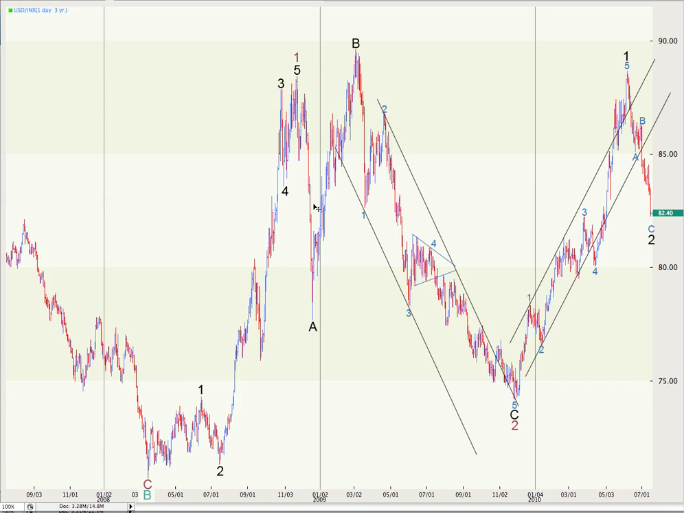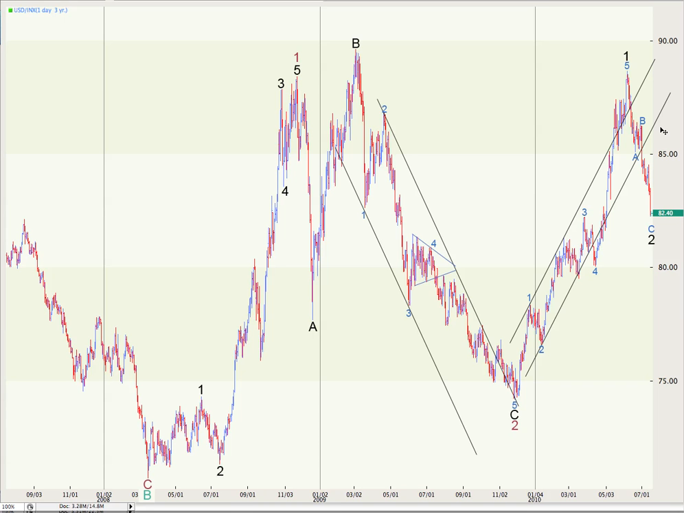We've got a 1, an expanded flat for 2, working on 3 at primary degree to the upside. Within this 3rd wave at primary degree, we've had a 1, 2, and now we're working on the very early stages of a 3rd wave at intermediate degree within a 3rd wave at primary degree within a C wave. So we're going to see some pretty explosive upwards movement for the dollar in coming weeks. This 3rd wave at intermediate degree is likely to last a couple of months.